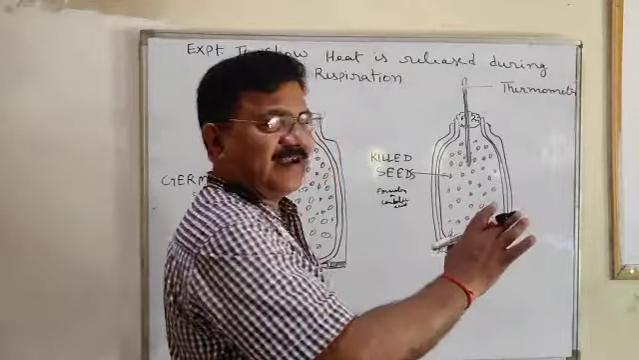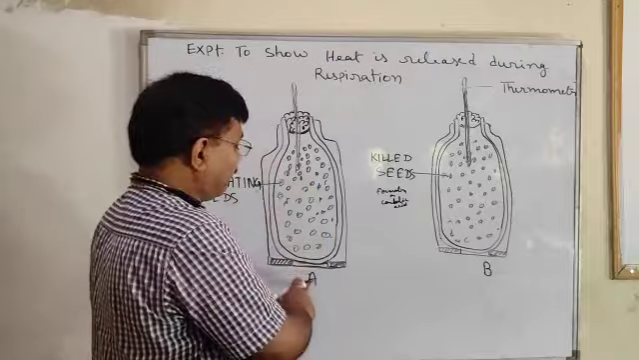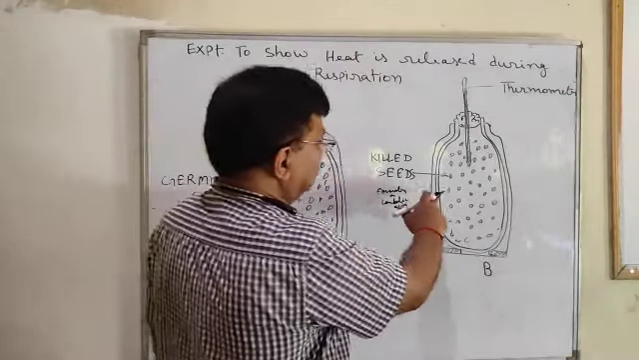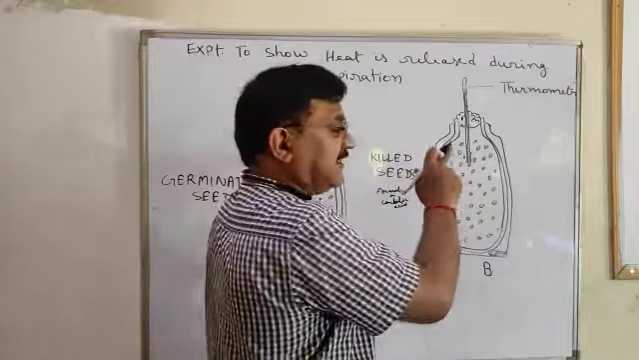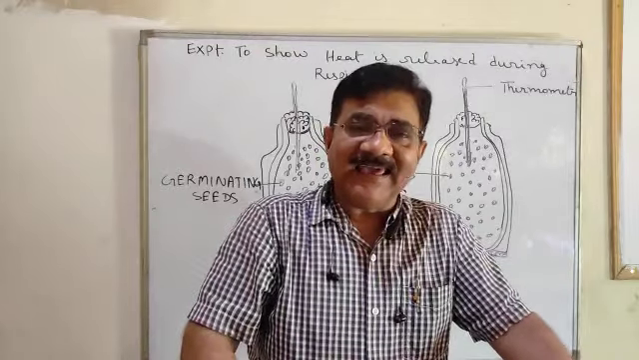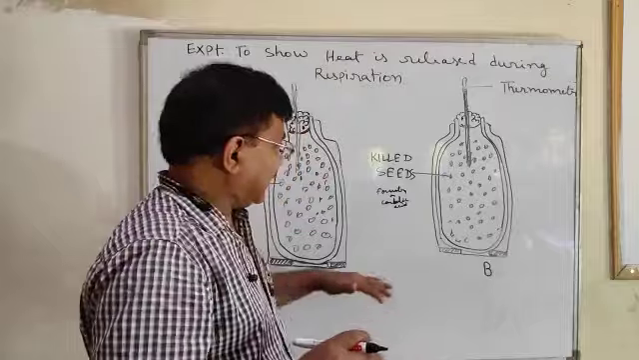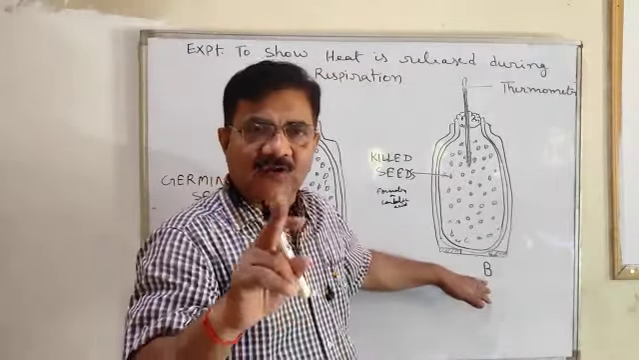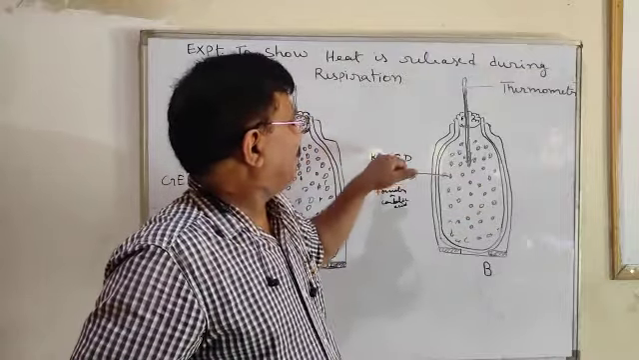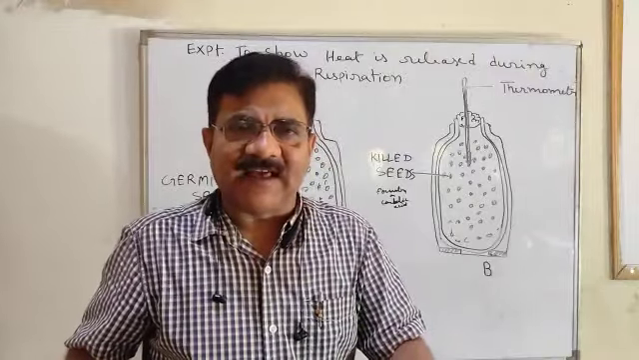Leave this for some time. Once more I would like to discuss: this is thermoflask A and B. In A there are germinating seeds, in B killed seeds treated with formalin or another antiseptic like carbolic acid. This is our experiment and this is the control. In the control something is lacking: instead of germinating seeds we have taken killed seeds. Leave this apparatus for some time.